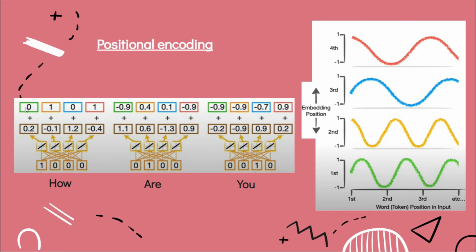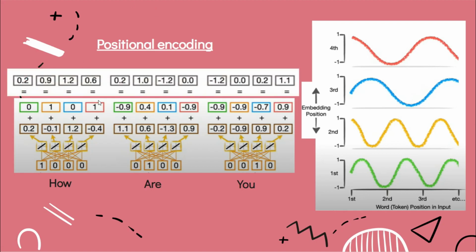So for 0, when it's the first word, it's 0. For the second one, it is minus 0.9. For the third one, it is also minus 0.9, etc. For the second word, it's represented by the yellow one. On the first word, it is a 1. On the second, it is 0.4. You can see it goes like this. And on the third, it is minus 0.9. And the same thing goes for the others. After we add those numbers, we get the final numbers which represent the position of the words.